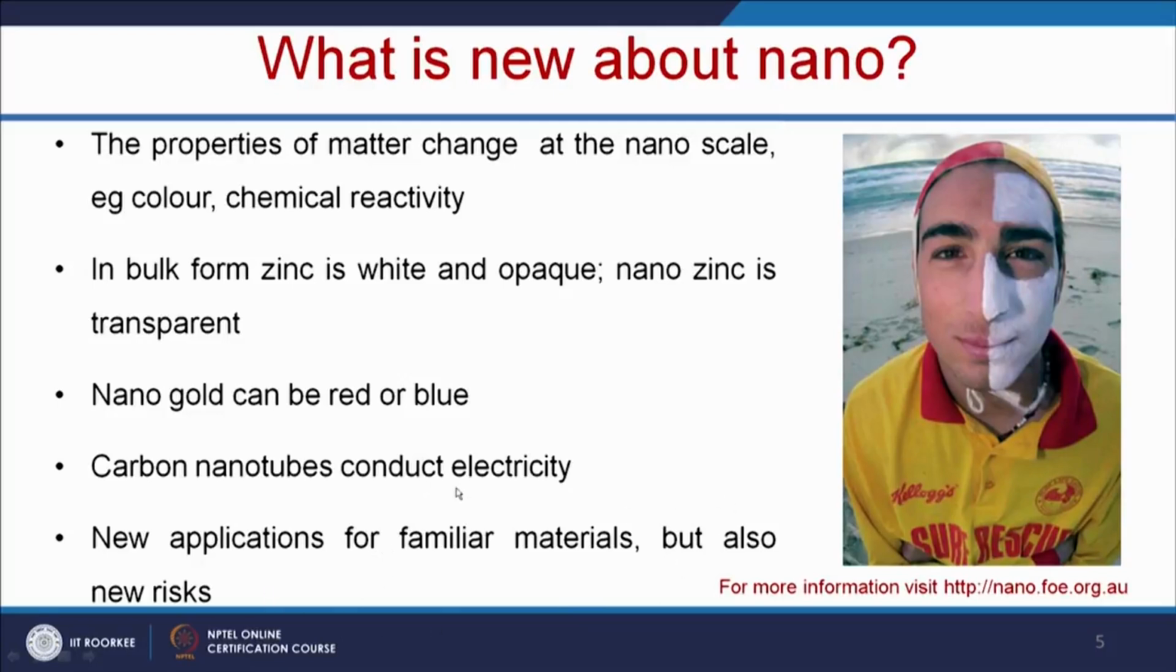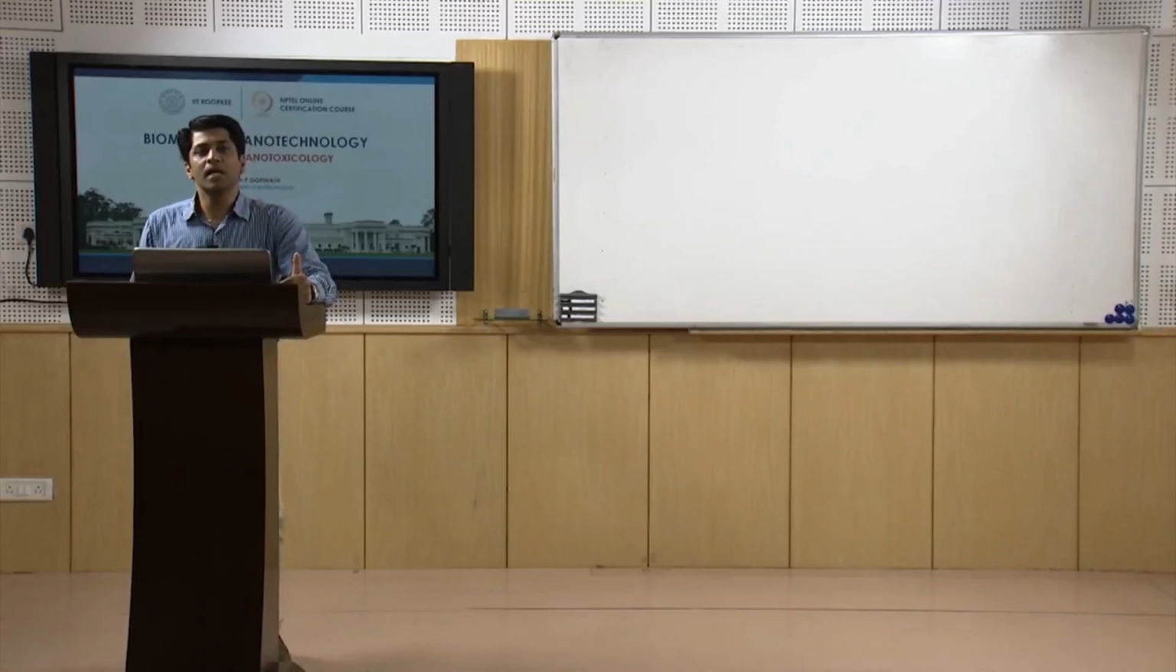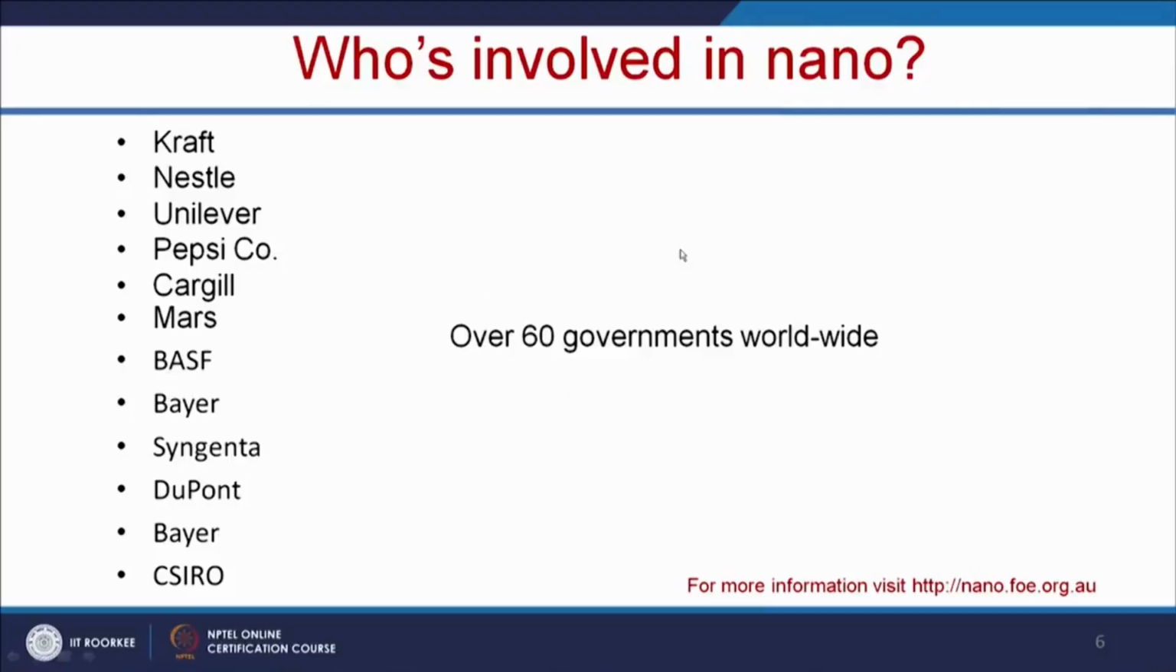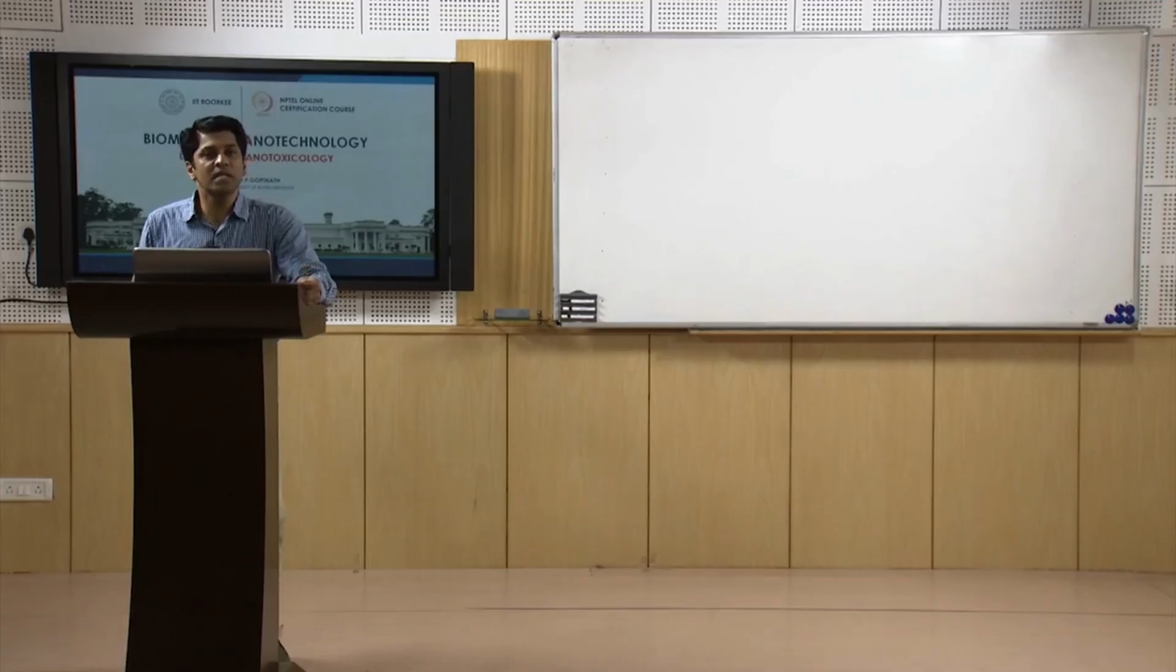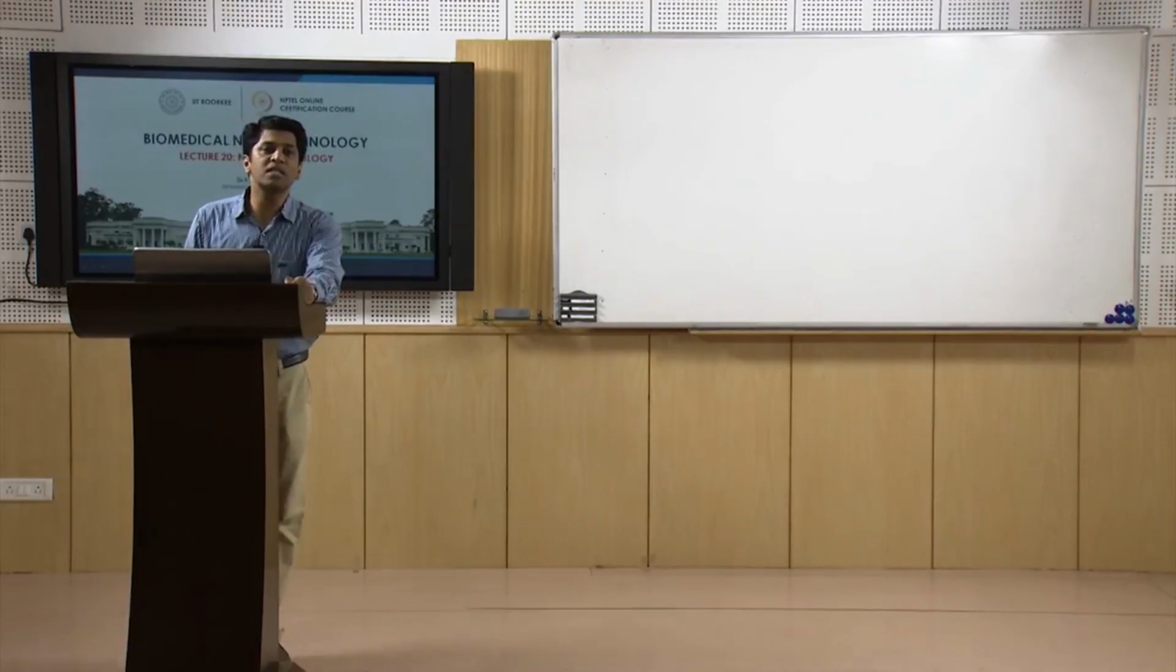So the inert material which we use day to day, when it goes to nanoscale it is going to have different kinds of properties, which may have advantages, and at the same time it may have new risk also. These are the various companies involved in nano, for example Nestle, Pepsi, and some other companies. Most companies keep their products under the name of trade secret or patent protection laws, so we are not aware of what nanomaterials are in the food products.